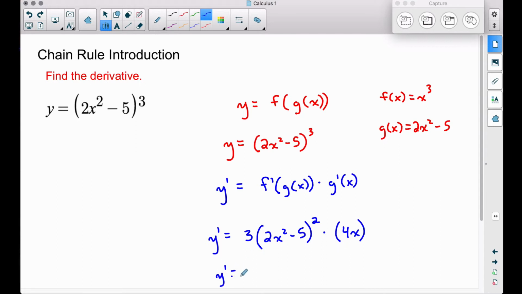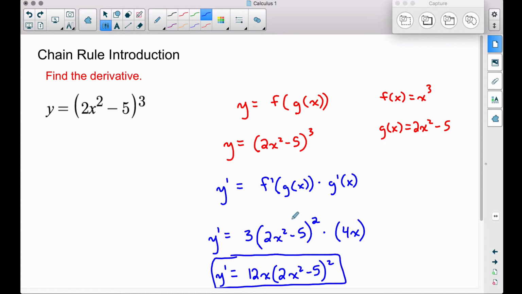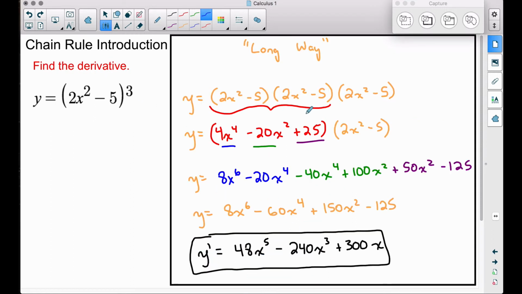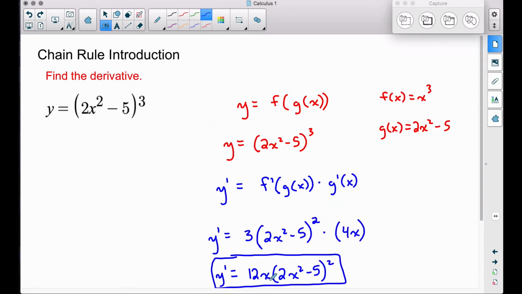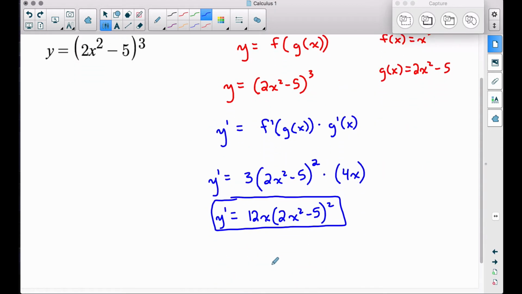This is going to be our derivative. Y prime is equal to the 4x and the 3, we can multiply those to get 12x times 2x squared minus 5 squared. And in all honesty, this is a much better looking derivative than what we had back on the first example we did. This was the same problem, and this is our derivative here. The reason why this one here is a better looking derivative is because it is in factored form. That is going to be very helpful when you go to solve equations where you set the derivative equal to 0 or some other number.